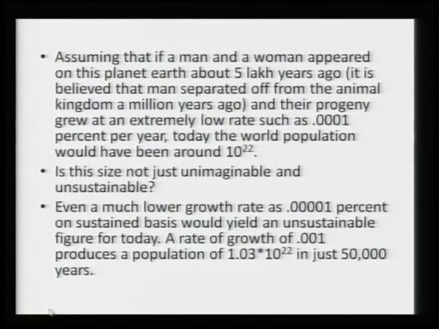0.0001% per year. Then the world population would have been around 10 to the power 22, such a large number which is unimaginable and unsustainable. That means even a very low rate of growth of 0.0001 would not have been possible for lakhs of years. That means population was stable, stationary.